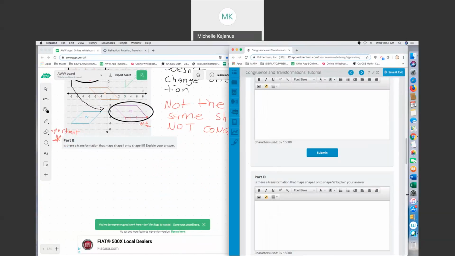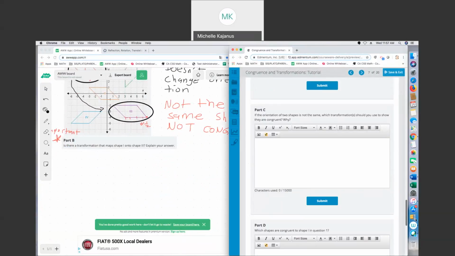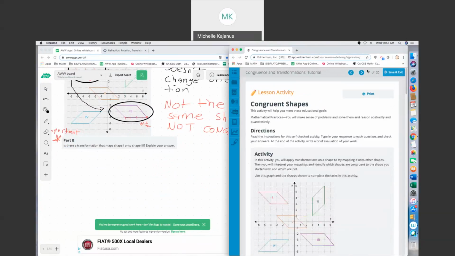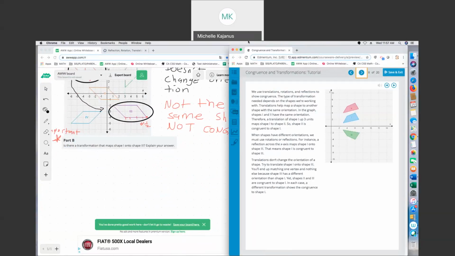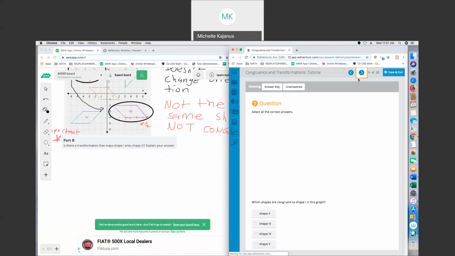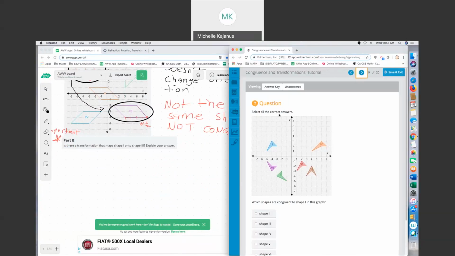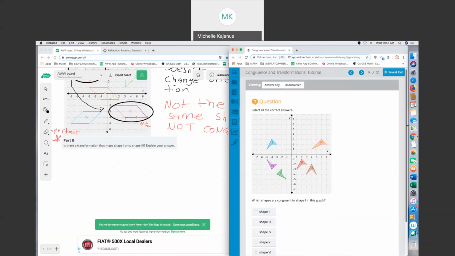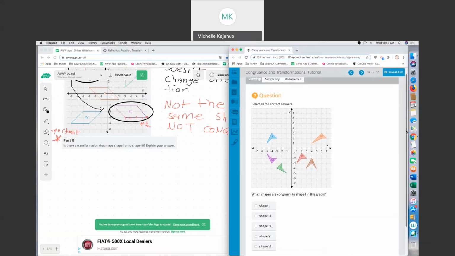Okay, so now I'm going to move on to the next part of the tutorial. 8. Then 8 is more information about what mapping the shape is and what other transformations you can do. 9. Ooh, question. This is another important one. Make sure that you try these as well, because these are also questions that you might be tested on, and these are the only practice problems that you can find in the tutorial.